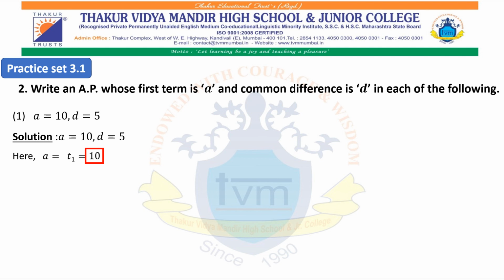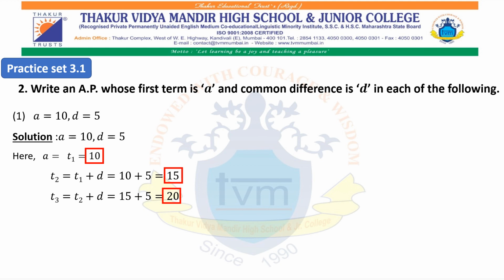Therefore we will write T2 equals T1 plus D. Here the value of T1 is 10 and the value of D is 5. Therefore we will write 10 plus 5 equals 15. So we got our second term, that is 15. Again, for finding the third term T3, we will take the previous term, T2, and add the common difference to it. We will write 15 plus 5 equals 20. So we got our third term, that is 20.